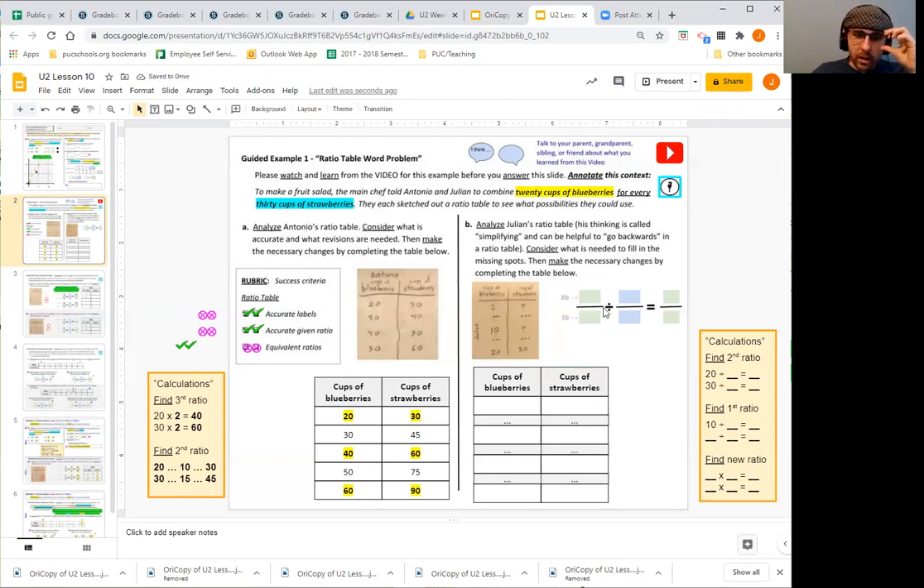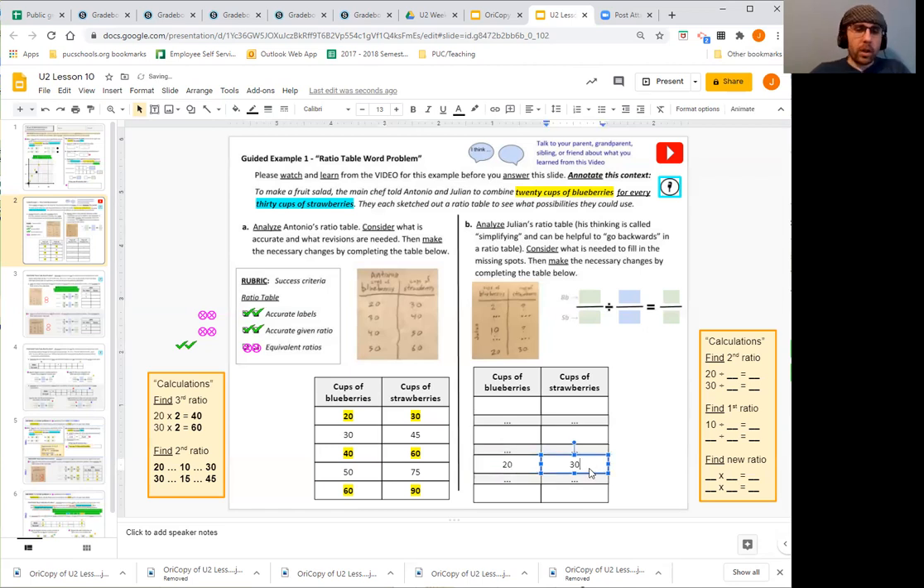So he started with the 20 and the 30, which he wrote as the third ratio. So you can skip these little dot, dot, dot parts and just go to the white areas. So he put 20 and 30 here. And we're not trying to criticize him at this point. We're trying to see how he can finish it.